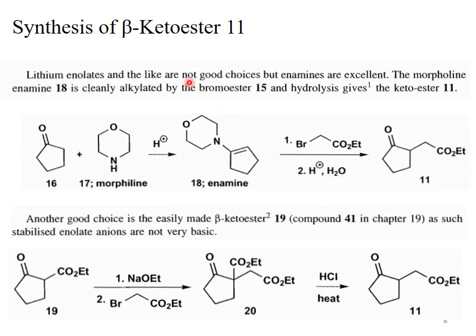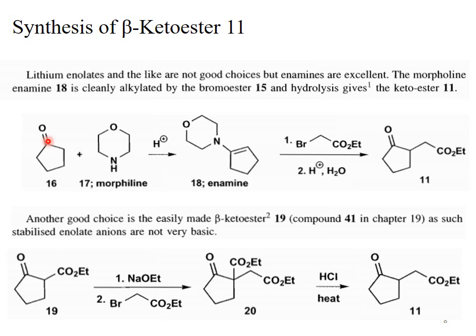So, synthesis of beta keto ester, that is our compound number 11. Lithium enolates and the like are not good choices. If we treat the compound number 16 with butyl lithium, I suggest you write this reaction. Write cyclohexanone and treat it with butyl lithium, then we have enolate, that is our compound number 15, as we saw in the previous slide, that is lithium enolate.